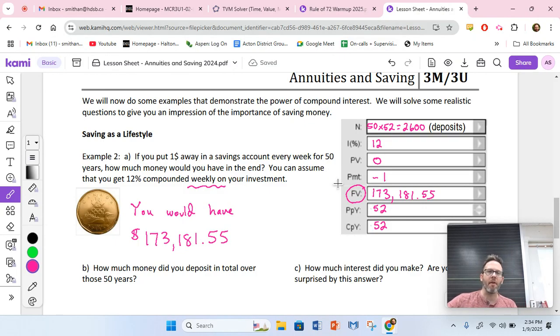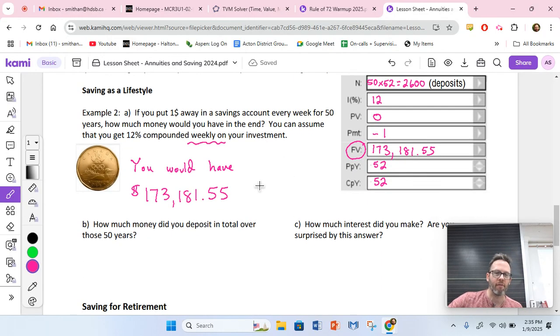You might be thinking, hey, so what? That's 50 years, and that's a lot of deposits of $1. Maybe you think that's a lot of money. Let's do a little comparison. How much money did you deposit in total over those 50 years? I'm going to be asking you guys to do this in our performance task when we plan for retirement. I'm going to have you do calculations like this of our own money.